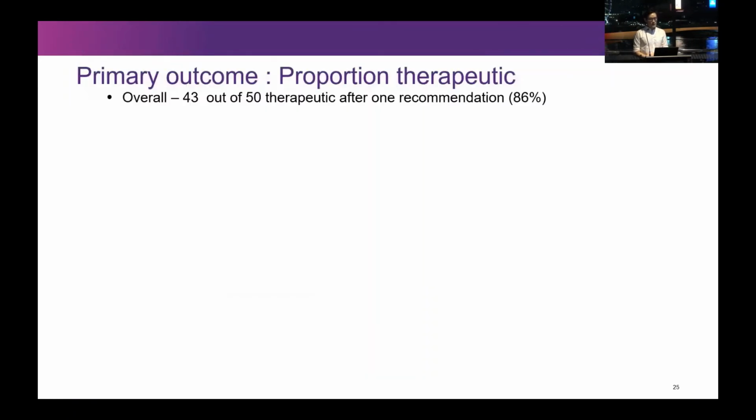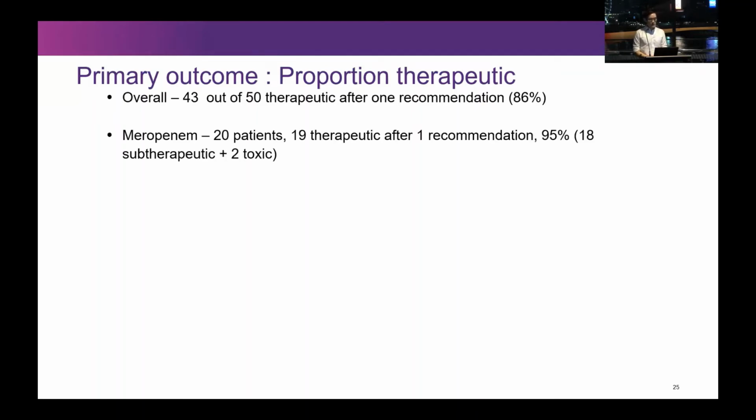What we noticed was, of the 50 patients, 43 patients actually achieved the target exposure after 1 dosing recommendation, and that was equivalent to 86%. Now, when we look specifically at the individual drugs, with the meropenem, we had 20 patients. 19 of those 20 patients achieved the target after one dosing recommendation, which was 95%. And of these 20 patients, 18 of them were initially subtherapeutic and 2 were toxic. There was one patient that still remained subtherapeutic after the dosing software intervention, but unfortunately they were discharged to the ward before we were able to collect another TDM level.